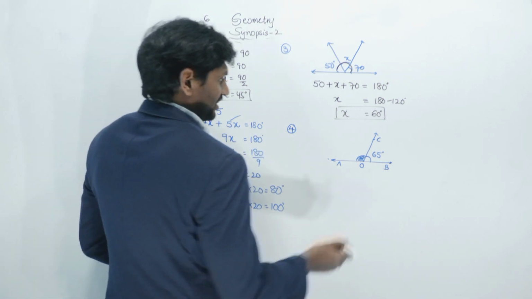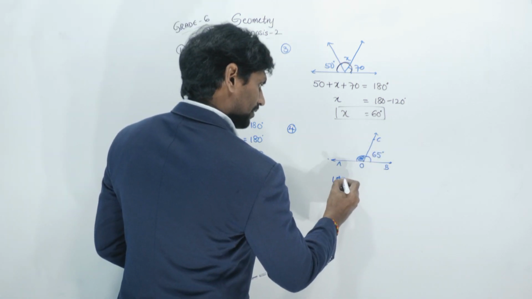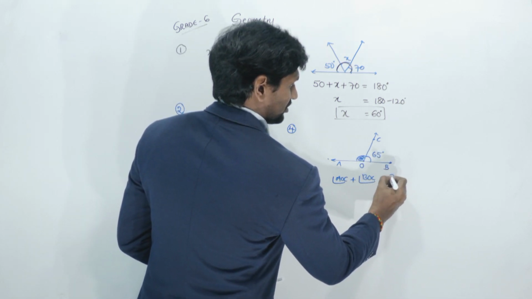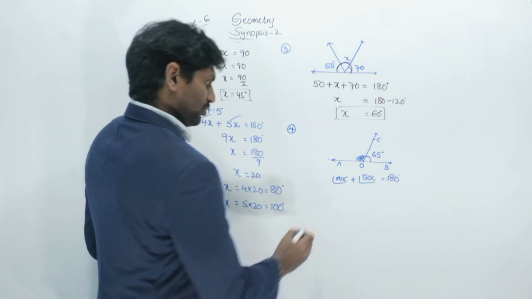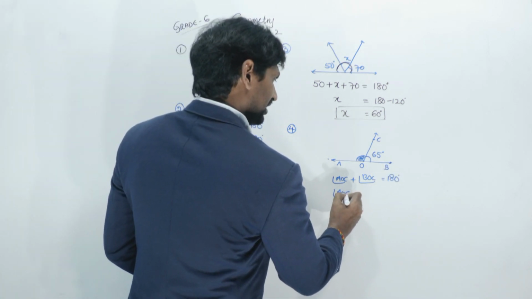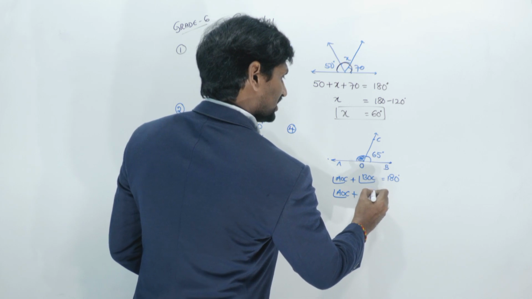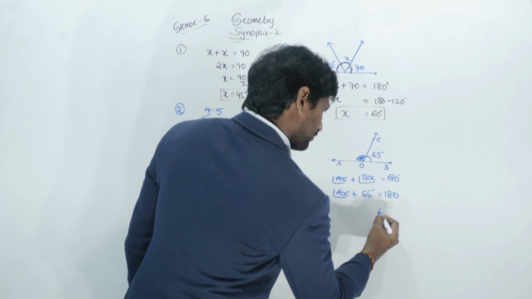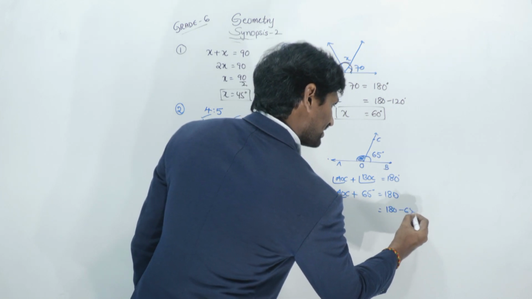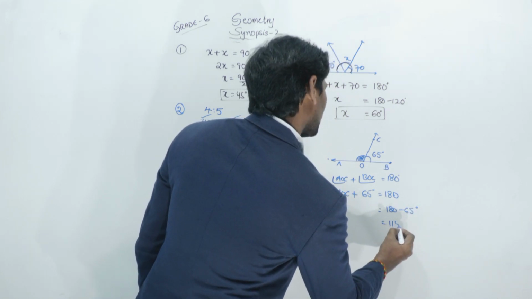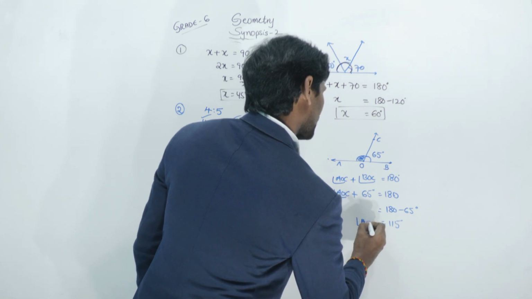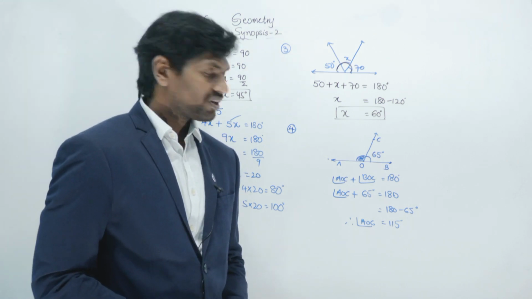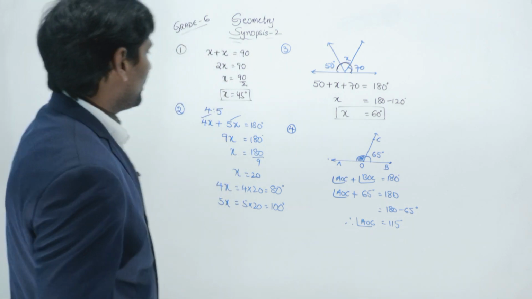So from this we can say that angle AOC plus angle BOC equals 180 degrees. AOC value we need to find, but BOC is given already as 65 degrees. So AOC plus 65 equals 180. Transposing, it is minus 65, and the answer is 115 degrees. Therefore, the AOC value is 115 degrees. Okay? Let us go to the next problem.